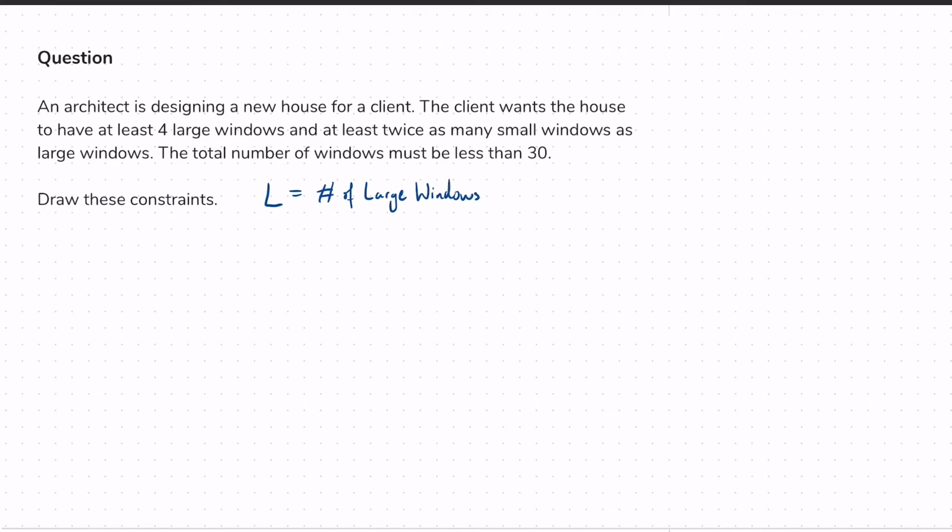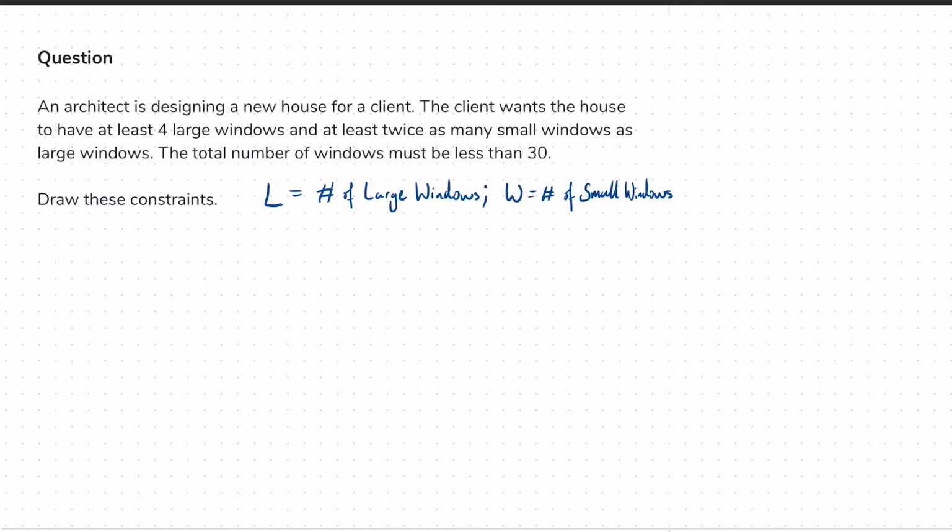and at least twice as many small windows as large windows. Now, while S might seem like the obvious letter to use here for the variable, I think that S looks a lot like a 5, and you can make mistakes quite easily that way, so I'm just going to call it W. So W is the number of small windows. All right. The other constraint that we have is that the total number must be less than 30.